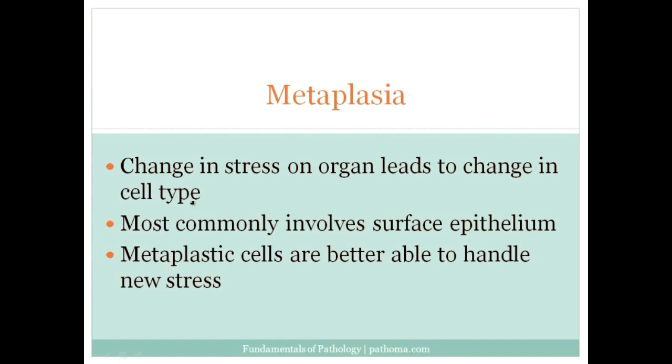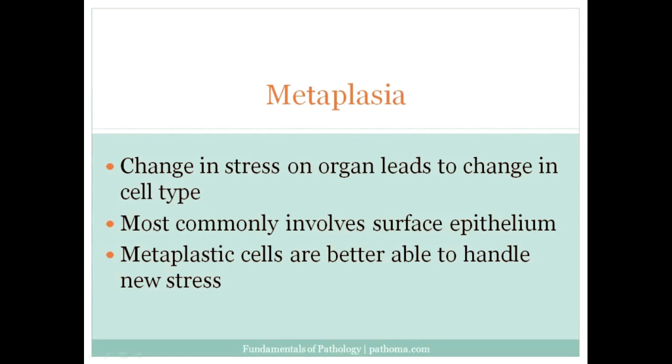The second type of epithelium is columnar epithelium. A lot of the gut, for example, is lined by columnar epithelium. And the third type of epithelium is called transitional epithelium or urothelium, and that's the epithelium that predominantly lines the urinary tract. Metaplasia, generally speaking, involves surface epithelium. And the idea behind metaplasia is that the metaplastic cells are better able to handle the new stress, so that when there's a change in stress, the metaplasia occurs because the new cells that are going to be present are better able to handle that stress.